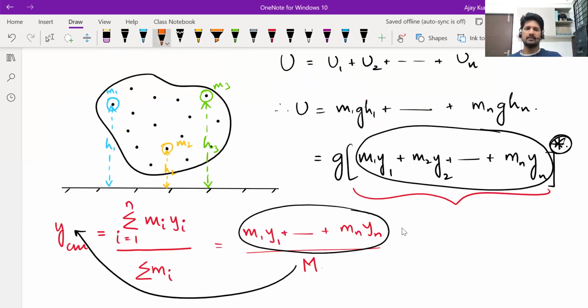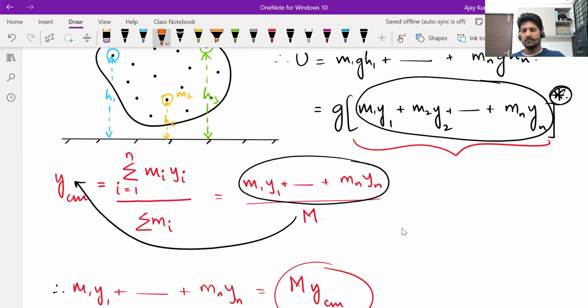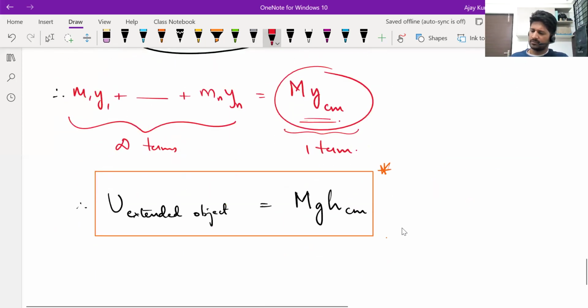Okay, if different particles are at different heights, you have to add the potential energies of individual particles. But in that formula, you end up getting this term m1 y1 plus m2 y2, which we have seen in the y coordinate of center of mass. So m1 y1 plus m2 y2 so on can be replaced with total mass of the system into y coordinate of its center of mass. And y coordinate of center of mass, I wrote it as height of center of mass. Is this clear to all of you? Okay.